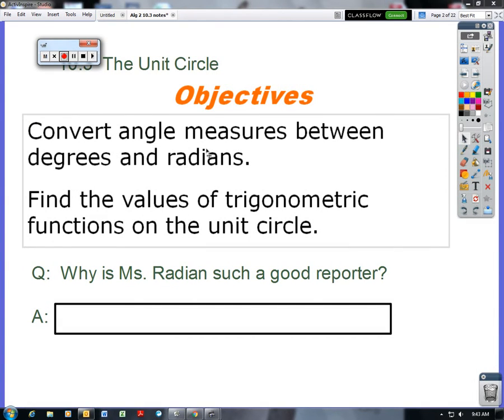This is Algebra 2, Section 10.3, the unit circle. And we'll be forging into new territory here. Our objectives are going to be to convert angle measures between degrees and radians and back and forth, find values of trig functions on a unit circle, and also we will be working with arc length as well.